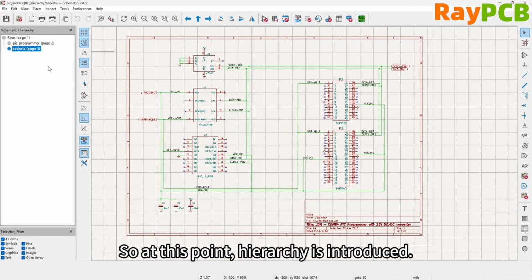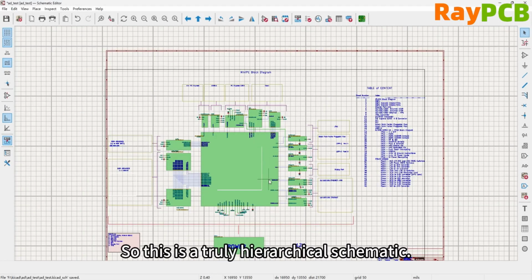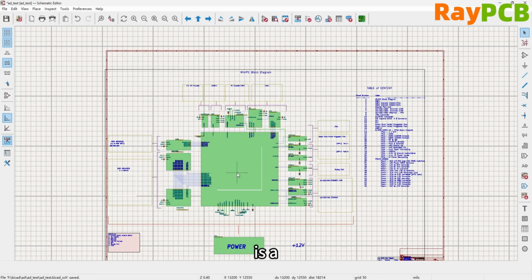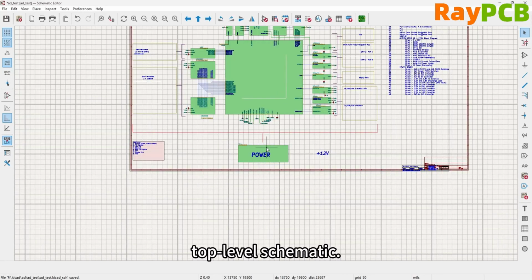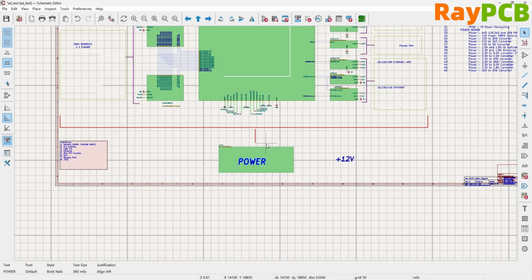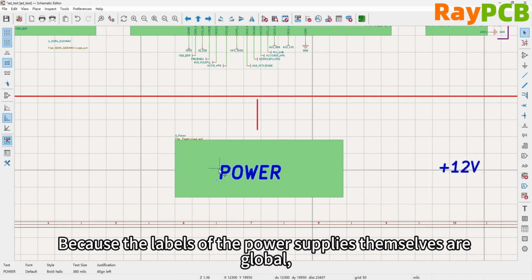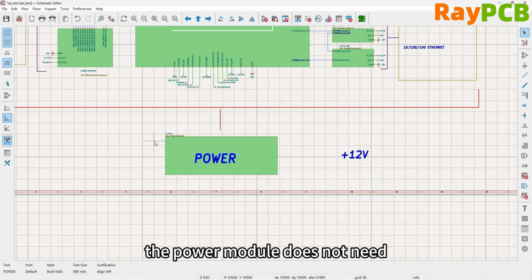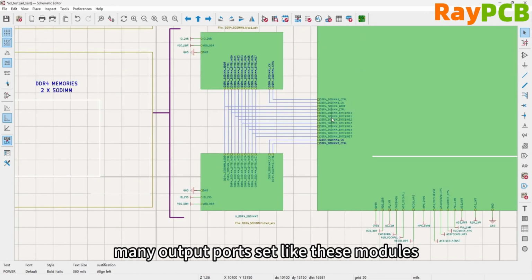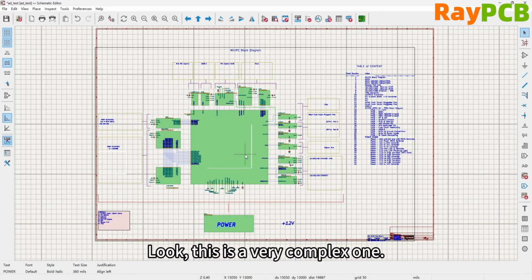So at this point, structural design is introduced. Of course, when the number of pages reaches a certain level, structured design becomes a necessity. So this is a truly structured schematic. Right now, where we are is at the top level schematic. You can see it has a 12V power supply, and then outputs several power rails externally. Since the power supply's labels are inherently global, the power module doesn't need to set up as many input and output ports to connect with other modules like these other modules do. Look, this is a very complex one.